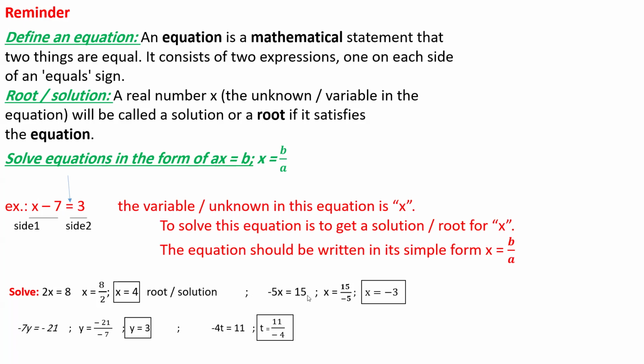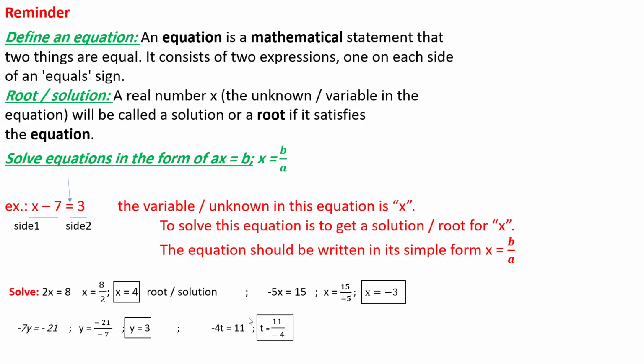-5x = 15. This is the simple equation form ax = b. Then the solution x = b over a, 15 over -5. We can reduce, so x = -3 is the solution. -4t = 11. The variable is t.